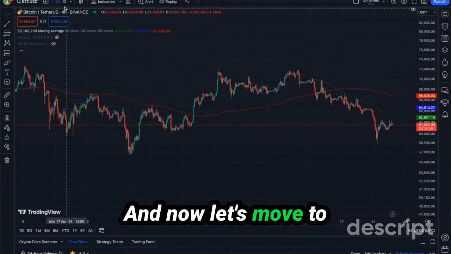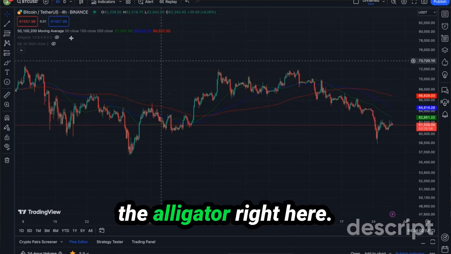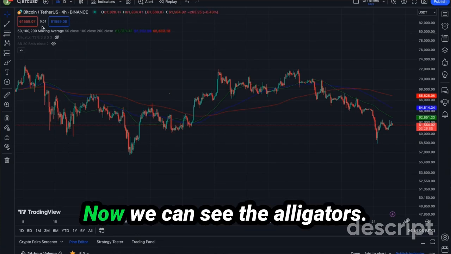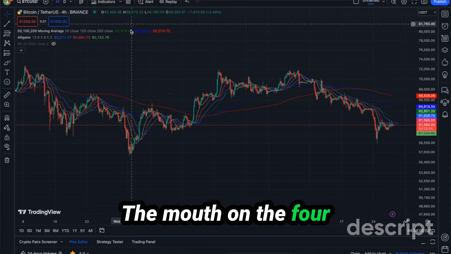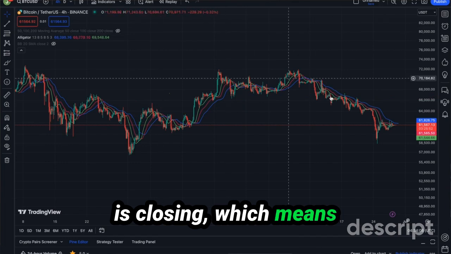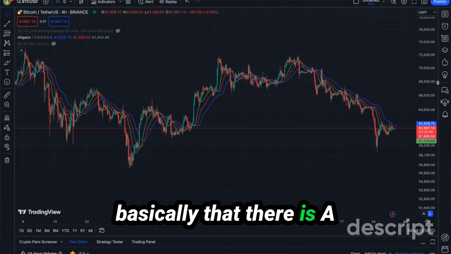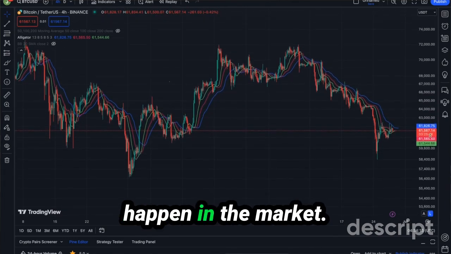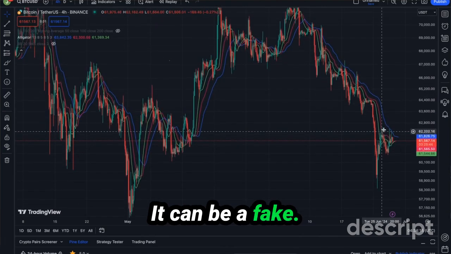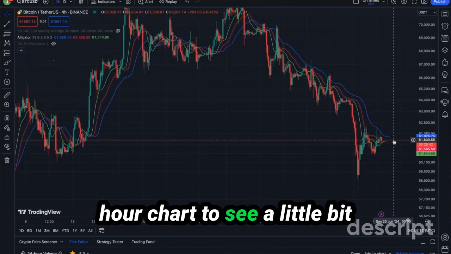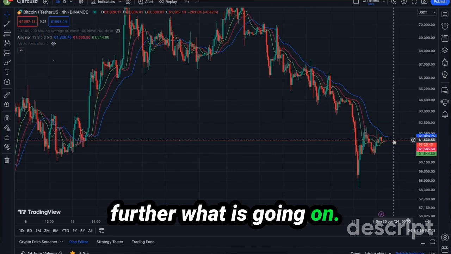And now let's move the alligator right here. Yeah, now we can see the alligators. The mouth on the 4-hour is closing, which means basically that there is a violent move about to happen in the market. It can be a fake. We have to go on the 1-hour chart to see a little bit further what is going on.